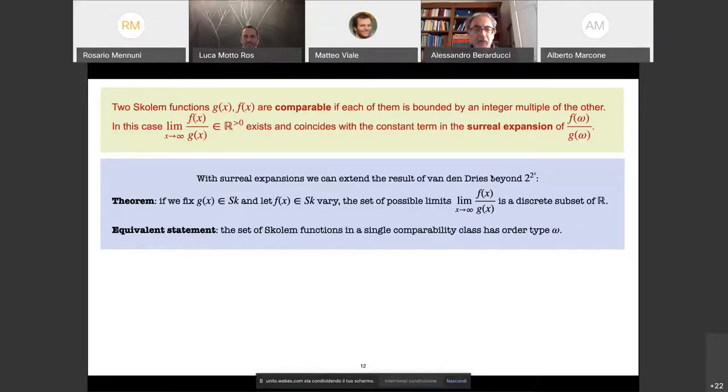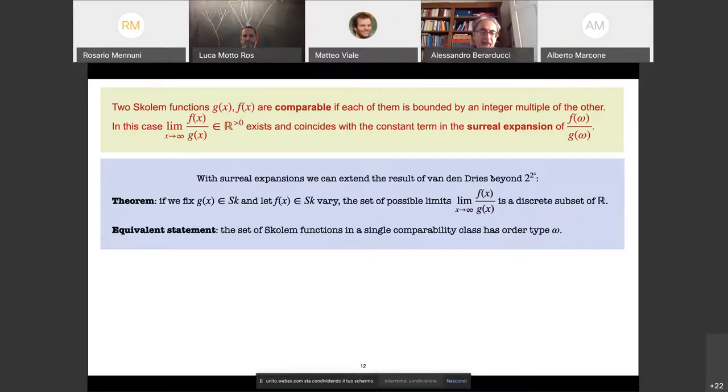Thanks. So now we can extend the same result that we have seen before to all the Skolem functions. If we fix g, a Skolem function, and we let f vary, the set of possible limits is a discrete subset of the reals. So in particular, it has order type omega. That means that the set of Skolem functions lying in a single comparability class, or in a single Archimedean class, has order type omega. And this can be the base.